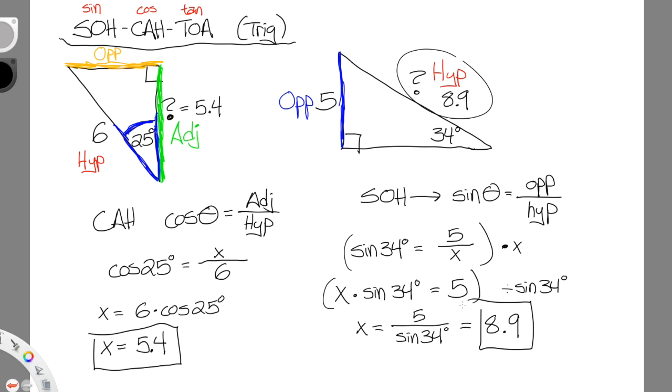There's really only one more thing that you need to be able to do right now, just coming into the class. And that still has to do with SOH-CAH-TOA, but it is finding an unknown angle.